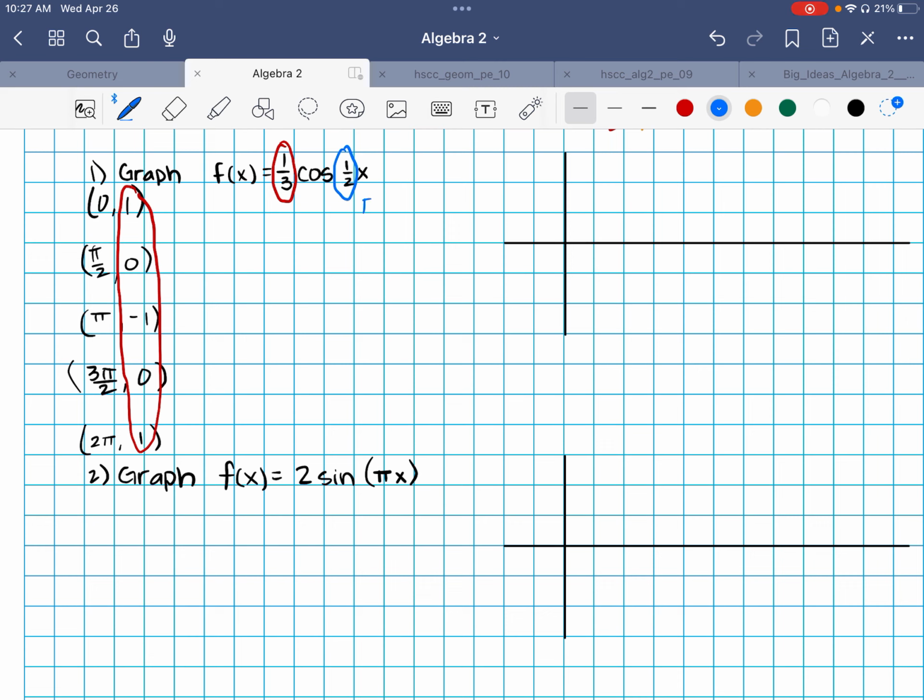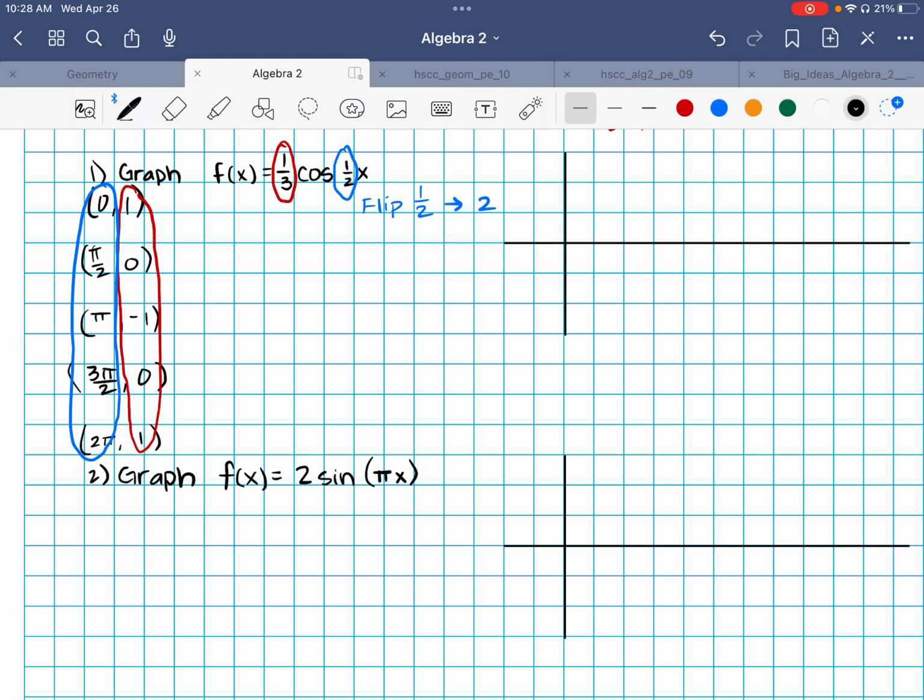So flip the b, right? So flip 1/2, and we get 2 over 1, or just 2. That's going to change all of these values. So now I'm going to multiply all the x's by 2, and I'm going to multiply all the y values by 1/3. And this is going to give us a set of points that we're going to use to graph our function.